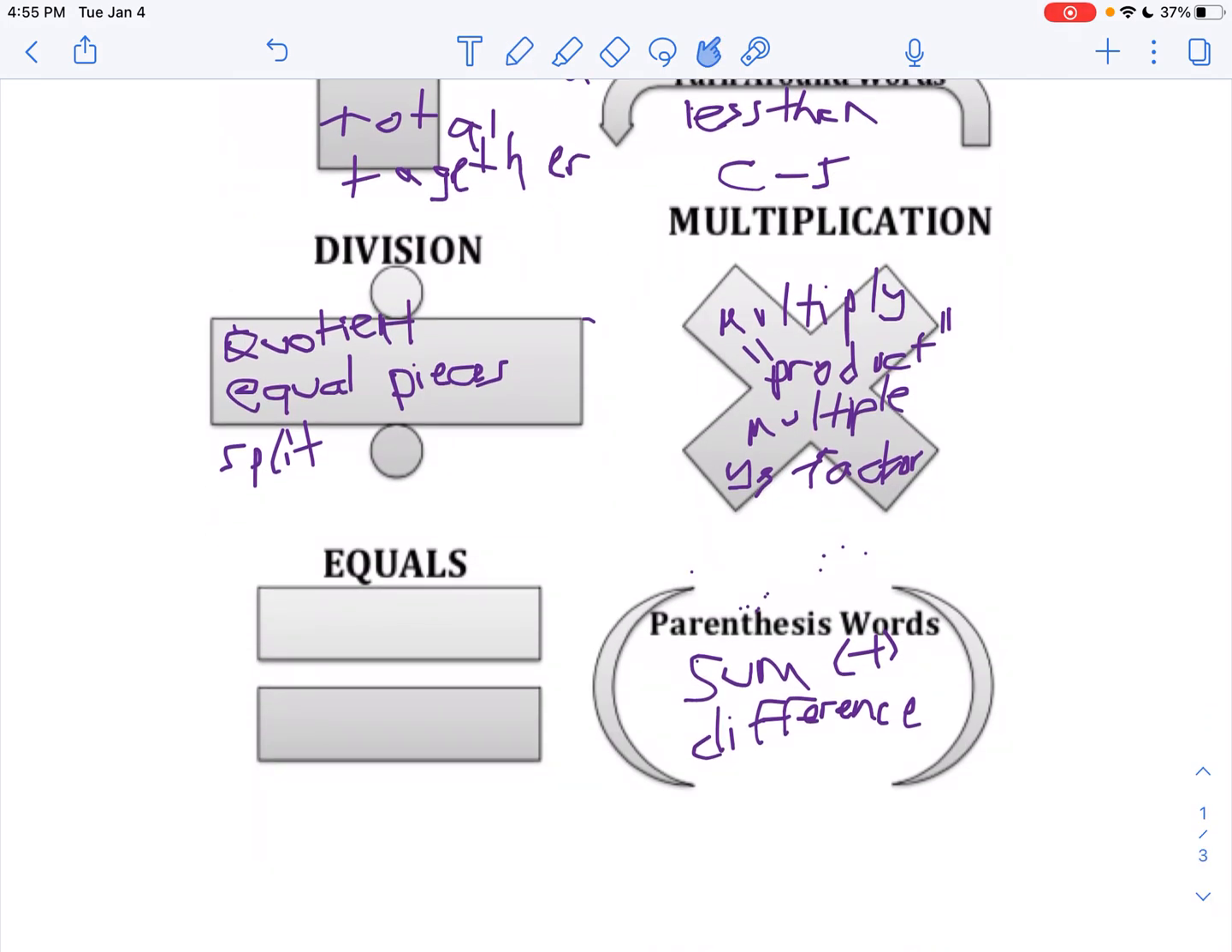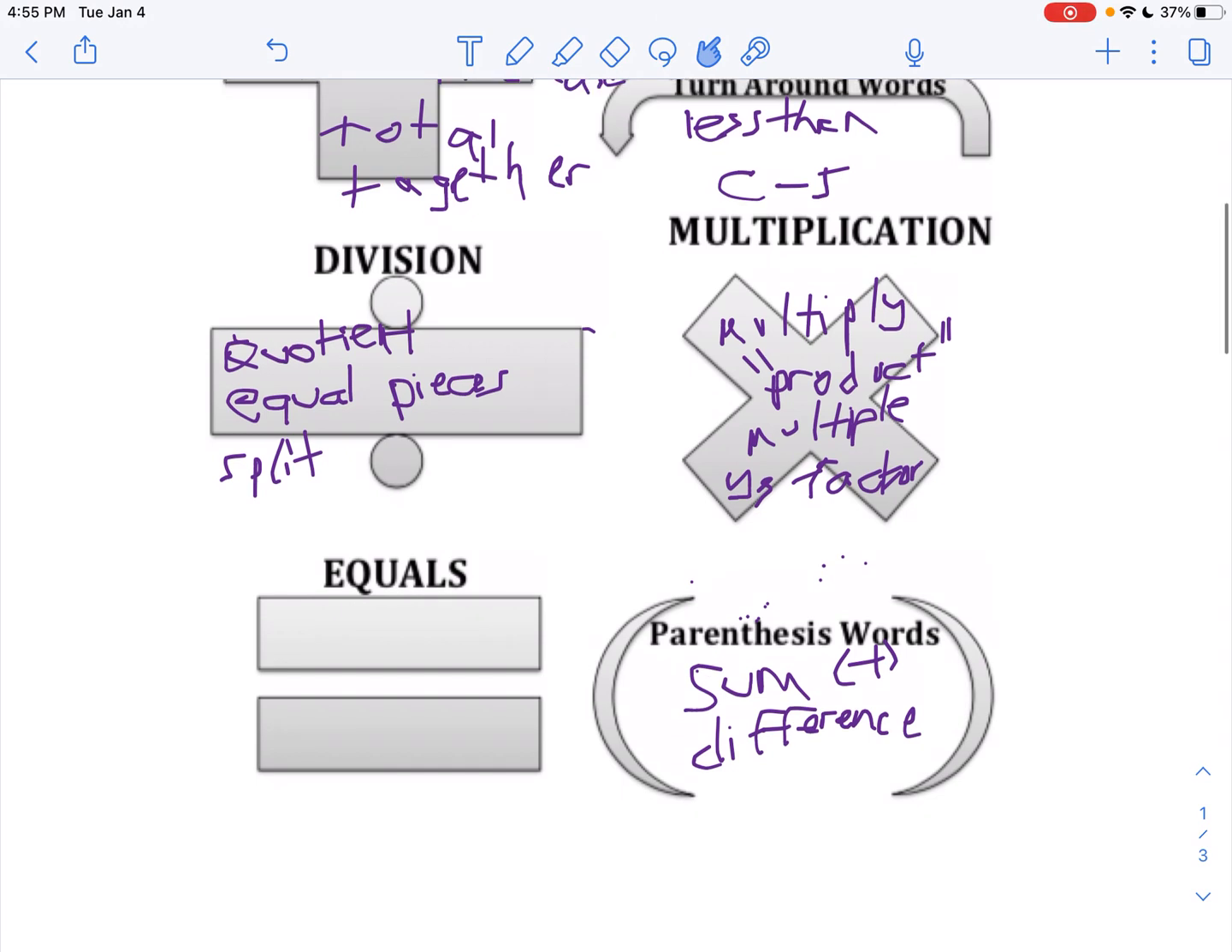And then equals, well, most of the time equals is going to be equals. But you could also have the total, and that's going to be the answer when you add. But that means you're going to have your equal sign following the word total. Is is another word that shows up a lot for equals.